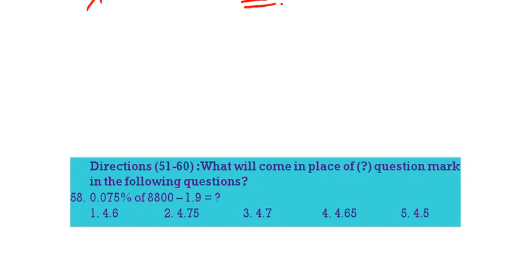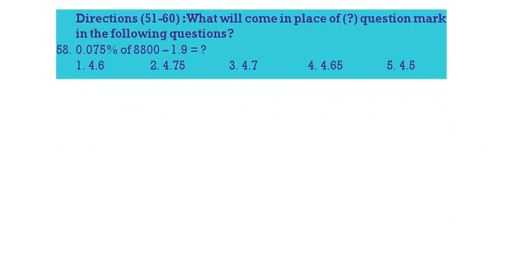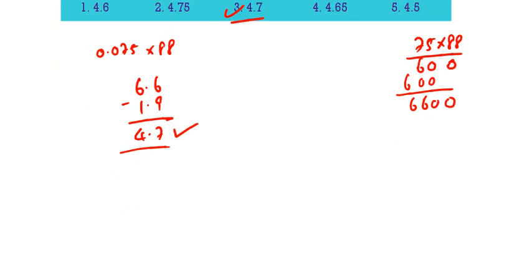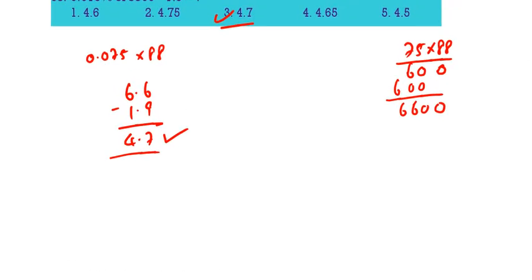Next question 58. 0.075% of 8,800. So multiply 0.075 with 88 first. Do this calculation. See, 75 into 88. 8 5 is 40, 56 60. This is also equal to 60. So 6,600. We have to keep the point. So it is 6.6 minus 1.9, that is equal to 4.7. See the next one.